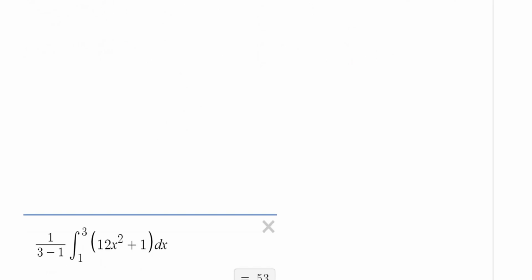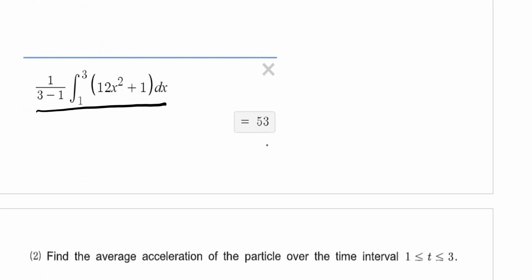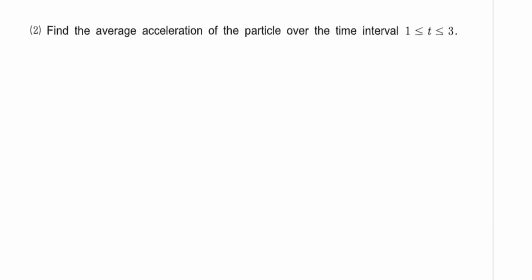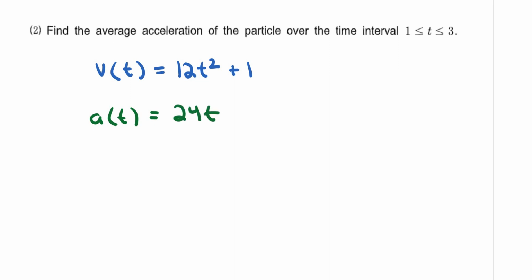This is how you would input the function into Desmos, and then you get an answer of 53 there. These ones are much easier because the calculator can do all the heavy work. Now for the second part of this question, we know that the velocity function was 12t squared plus 1. If I want to find my acceleration function, I just take the derivative, which is 24t. And this question wants us to find the average acceleration.